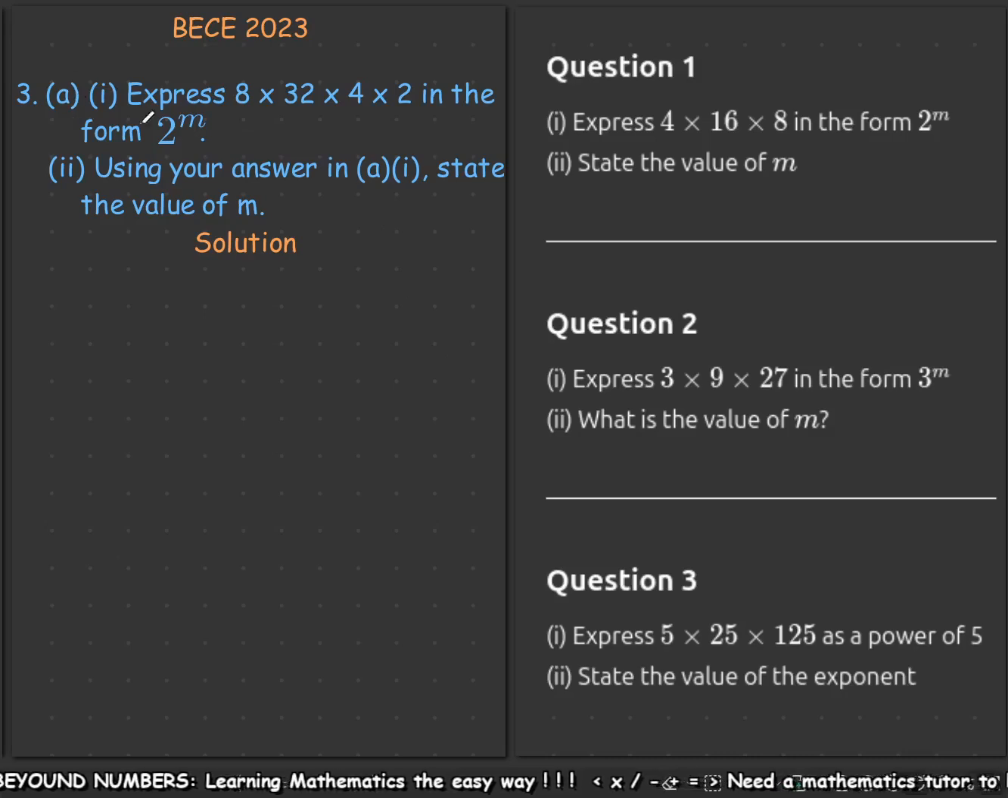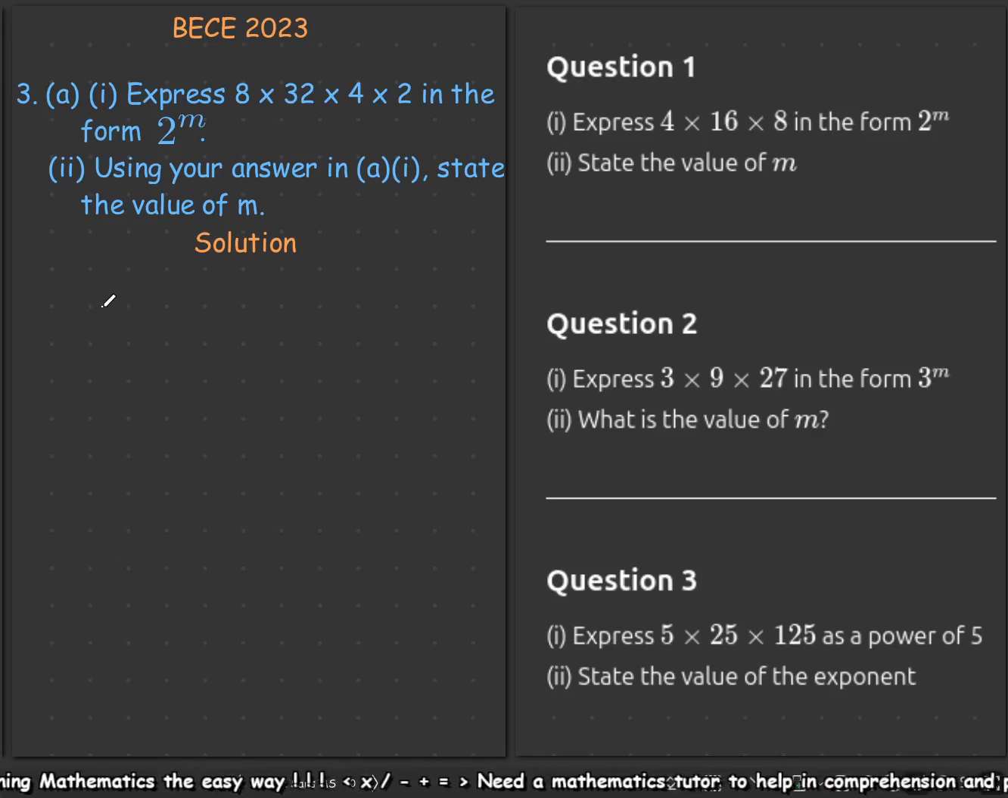Now question 3AI says express 8 times 32 times 4 times 2 in the form 2 raised to the power m. And then using our answer in AI, we have to state the value of m. After solving this question, I do hope that you'll be able to also solve the questions you see on your right hand here.